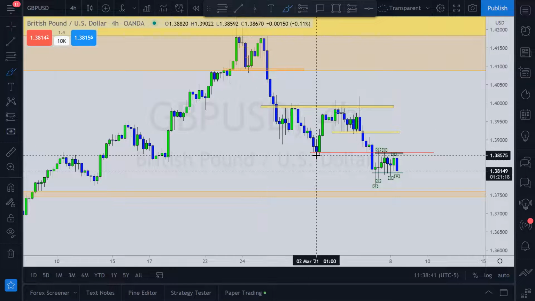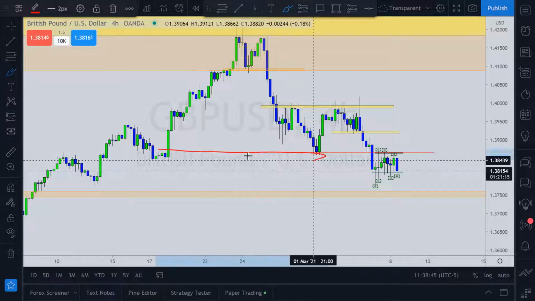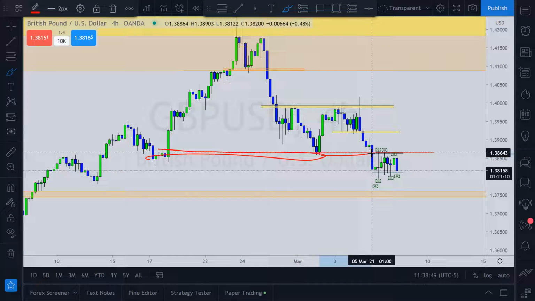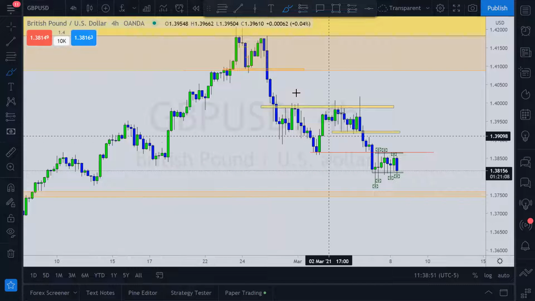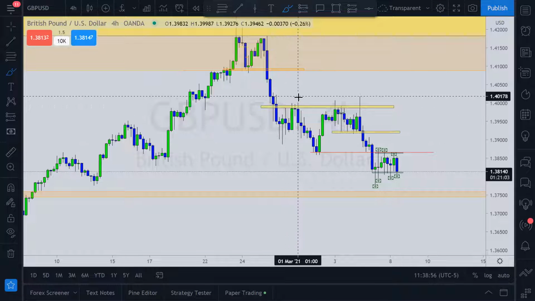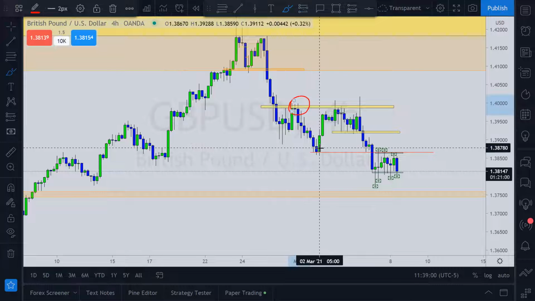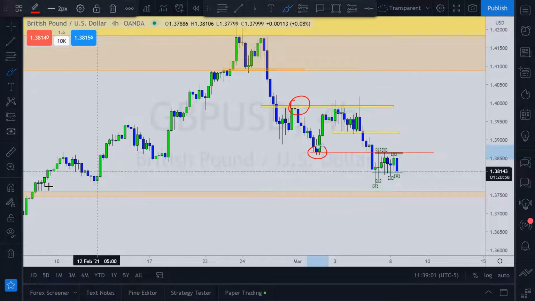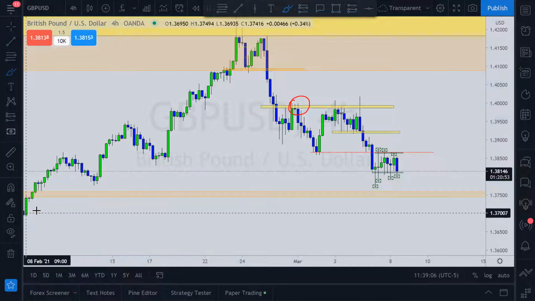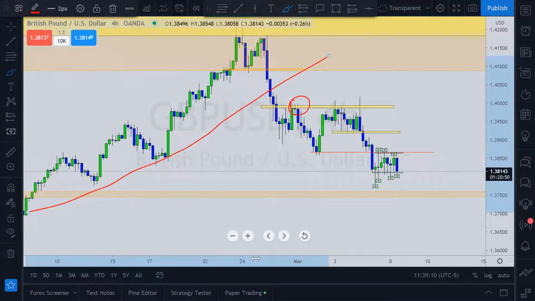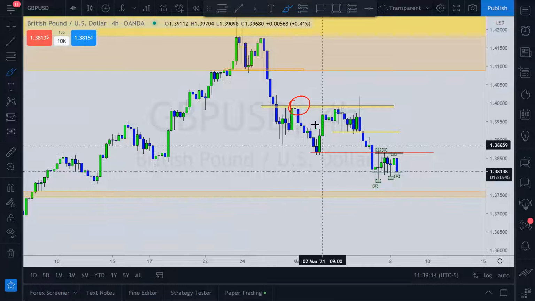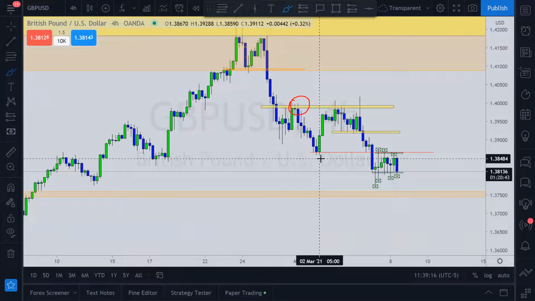And we see that over here. It was broken at this level right here, and it was tested at this level, and it was broken here. So now we have this high, this low, the new lower high, and the new lower low. This means this structure, the uptrend, has been broken. We have a new trend. We have a new trend developing, with a new lower high and a new lower low.